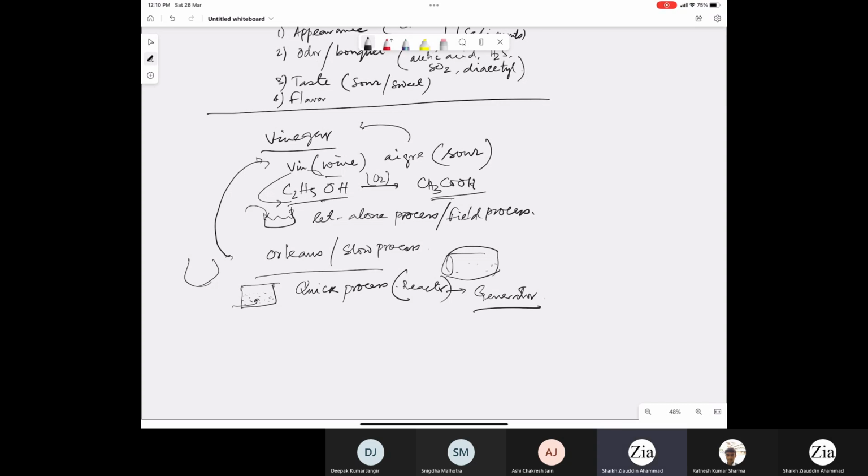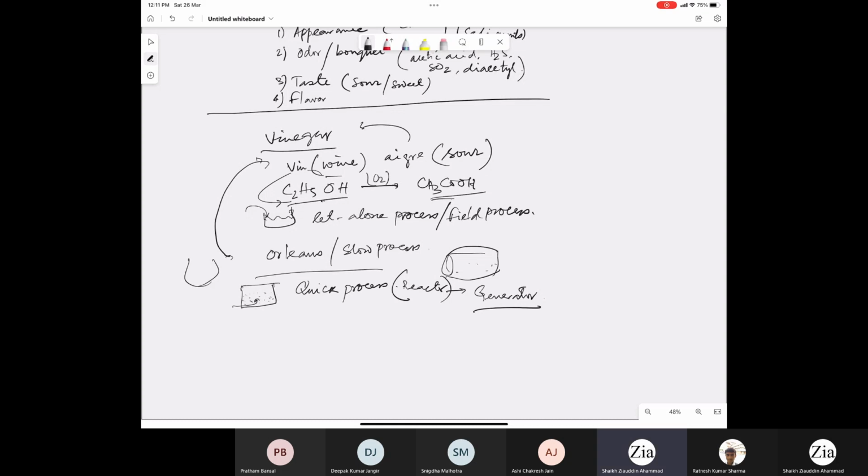We have discussed these two different processes. One is the slow process or field process, where you just keep the ethanol or spoiled wine in a container or in a tank, and then aerobic bacteria, mostly Acetobacter, will actually oxidize this alcohol.